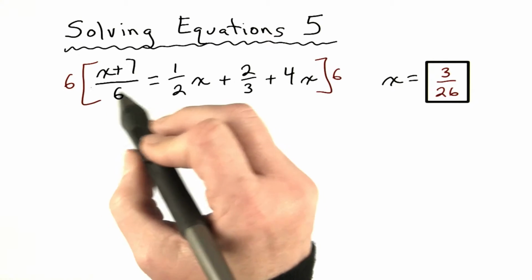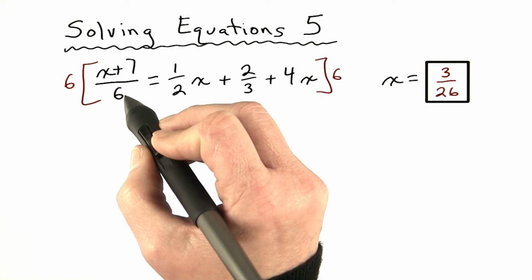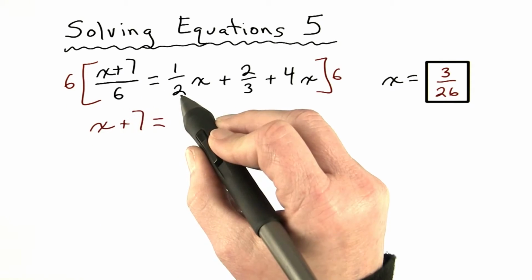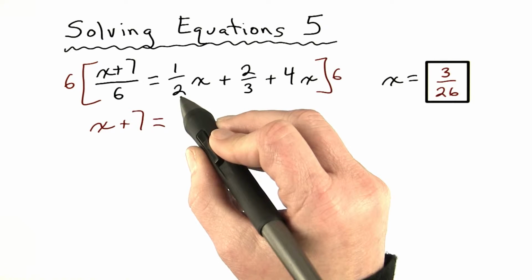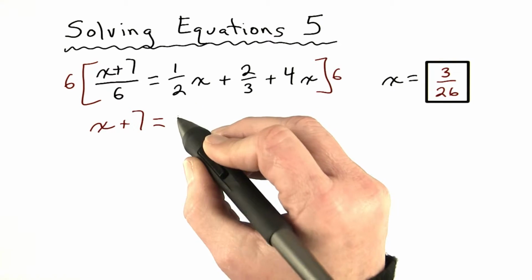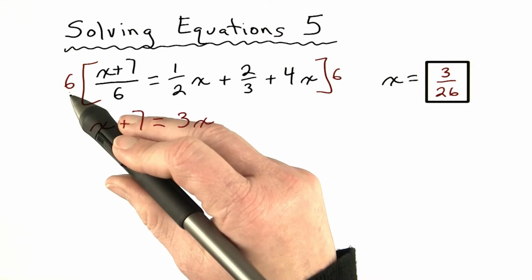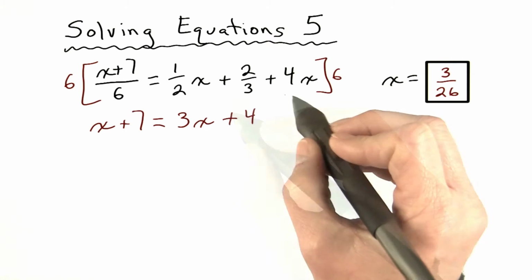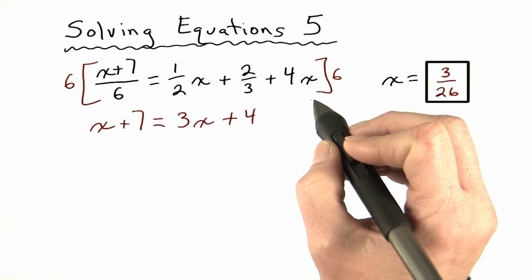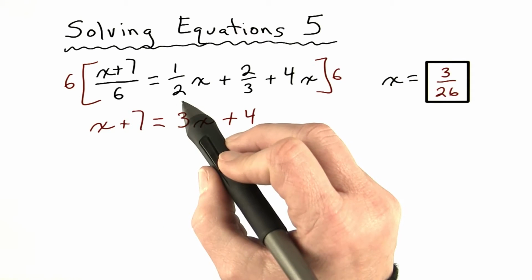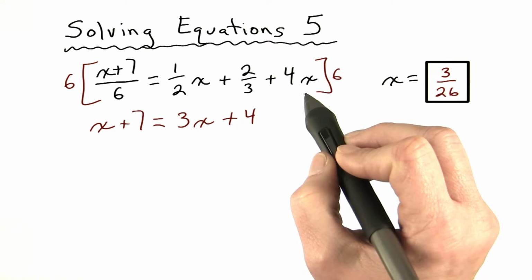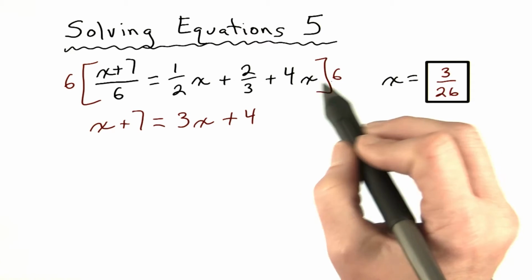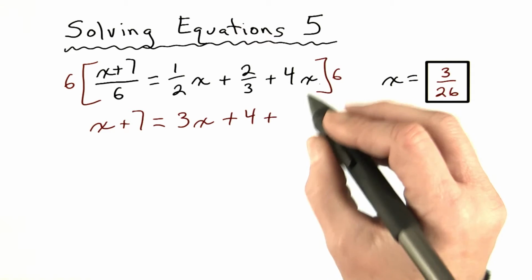When I multiply 6 times x plus 7 over 6, the 6's cancel out, and I'm left with x plus 7. When I multiply 6 times 1/2 x, 6 times 1/2 is 3, and I have to multiply that by x. When I multiply 6 times 2/3, I get 12 over 3, which is 4. Remember, when I'm multiplying through by the least common denominator, I have to multiply the least common denominator by every term. And that's every term whether there's a fraction in the term or not. So I also have to multiply 6 times 4x, which gives me 24x.